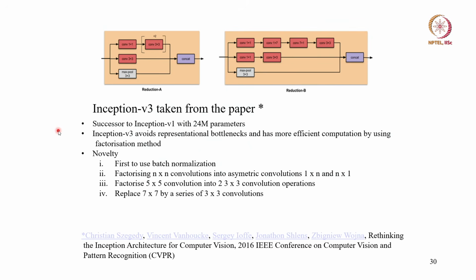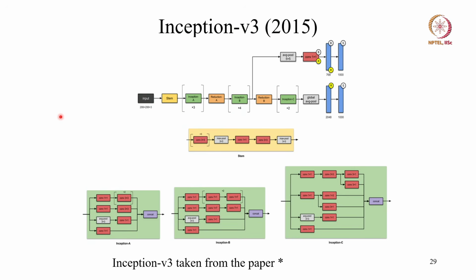So let's see what is the novelty here. It used what is called batch normalization. So what is batch normalization? At a particular level, before the input is given here, the input is normalized. How do you normalize the input? For example, you may find that the input is varying a lot. You may find values which are very high, you may find values which are very low, etc.